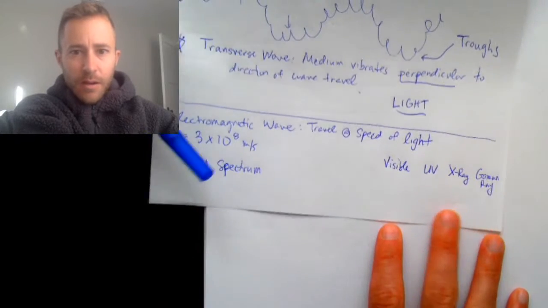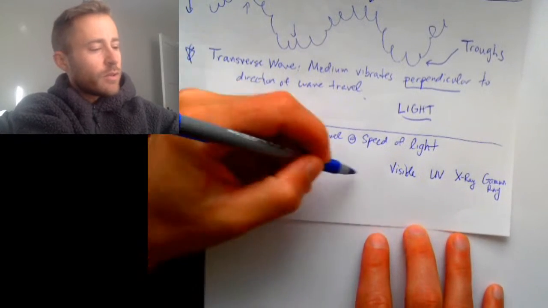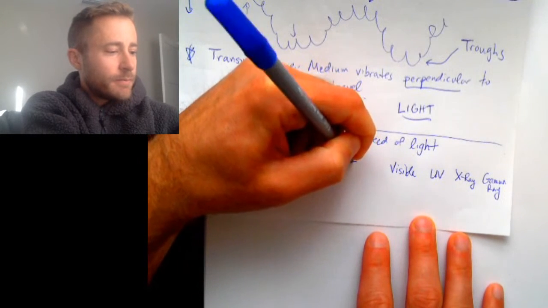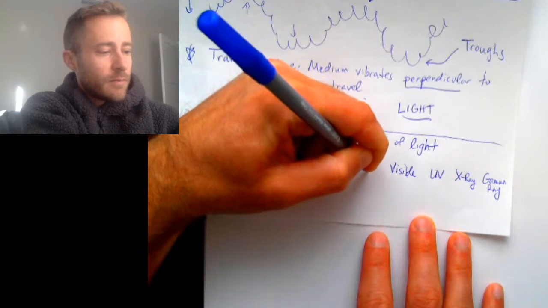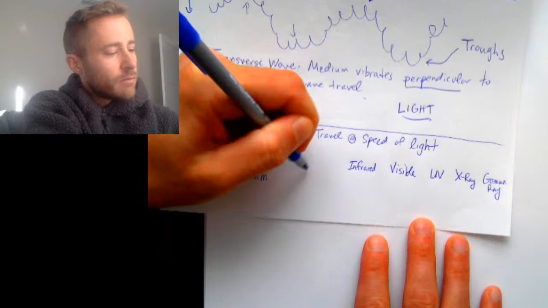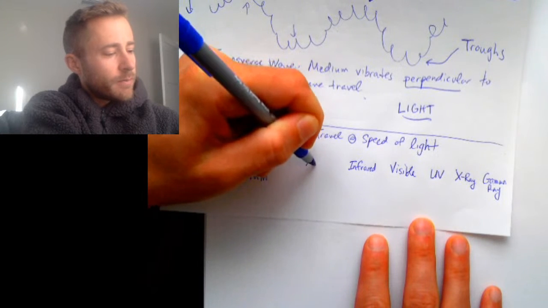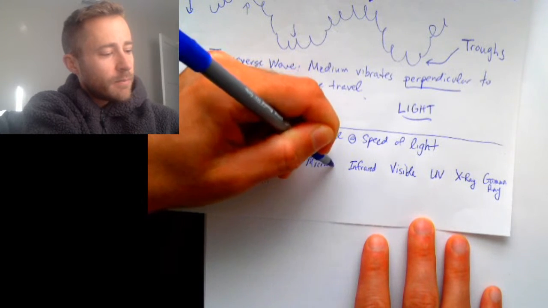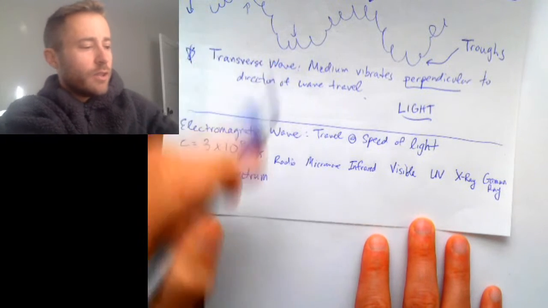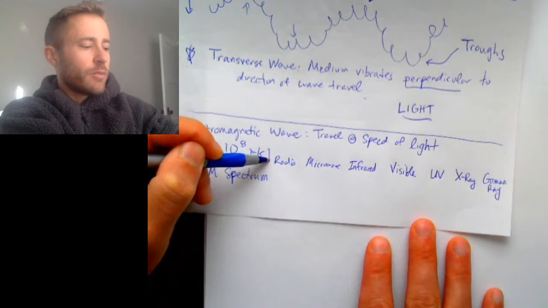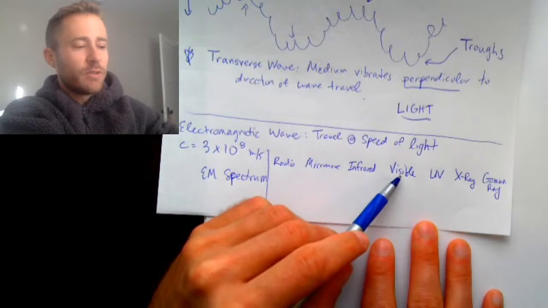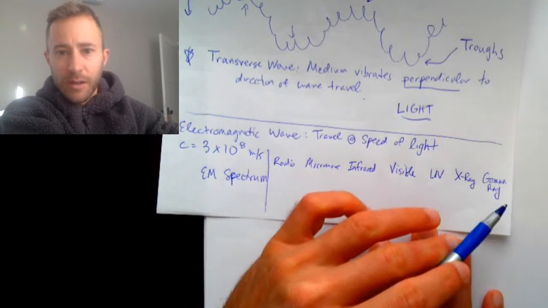There's what is called infrared, microwave, and radio waves. So these are the parts of the electromagnetic spectrum: radio, microwave, infrared, visible, ultraviolet, X-ray, gamma ray.